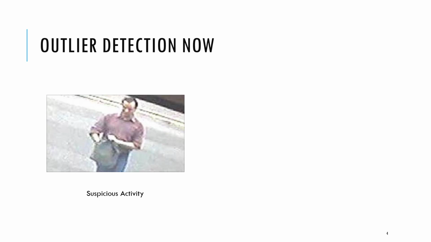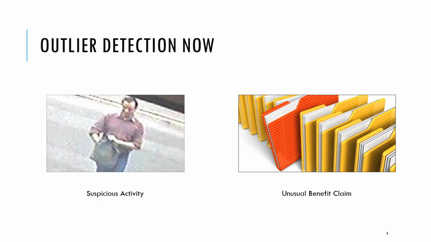When you look at outlier detection now, things have changed. Now outlier detection is quite often used to identify suspicious activity, such as maybe a person putting something in a bag which looks suspicious, or other kinds of things such as an unusual benefit claim, so that it can be channelized in order to be scrutinized further than usual. So outlier detection is being used now to make decisions that affect people in very substantive ways.